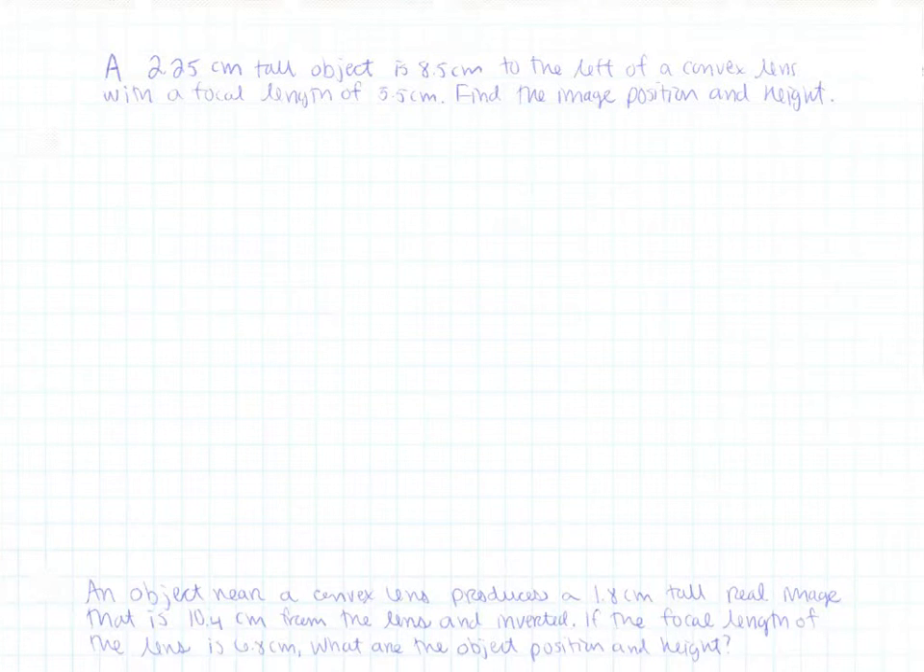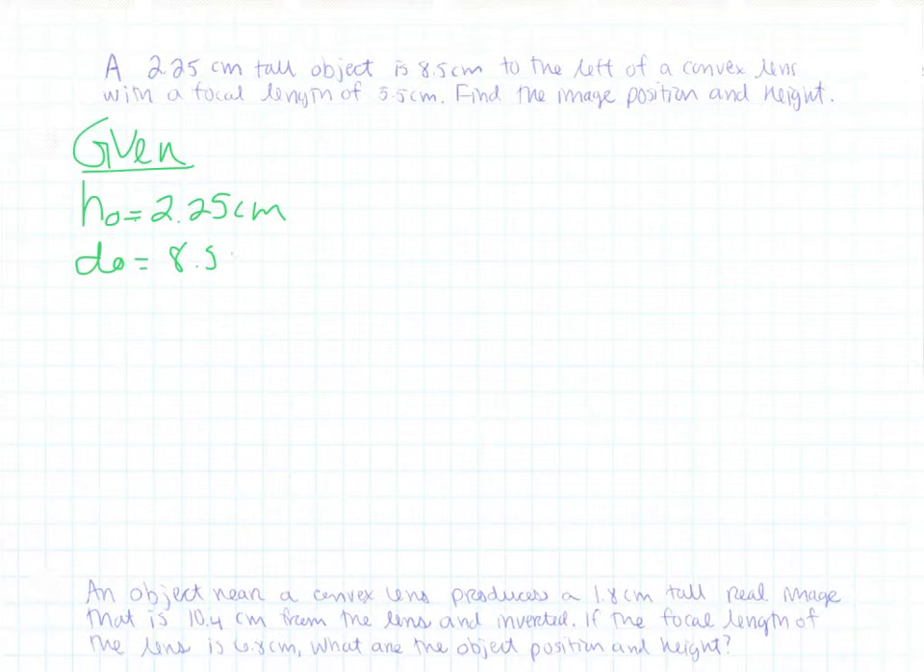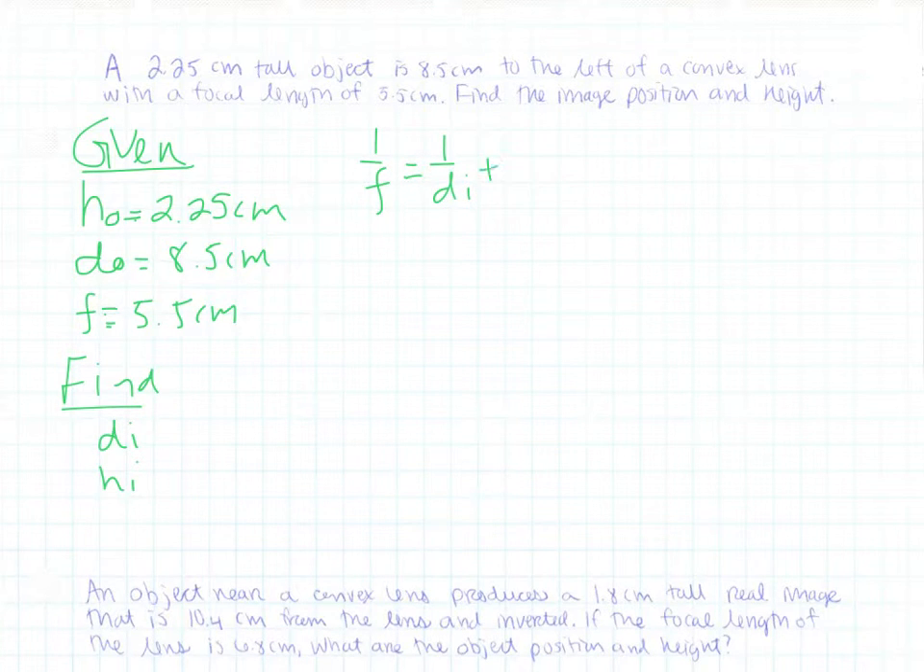It tells us that a 2.25 centimeter tall object is 8.5 centimeters to the left of a convex lens with a focal length of 5.5 centimeters, and asks for the image position and the height. So we are given that the object height, HO, is 2.25 centimeters. It's 8.5 centimeters to the left of the lens, so that's the location of the object: DO equals 8.5 centimeters. The lens has a focal length F of 5.5 centimeters. Given all that, we are looking for the image position, DI, and the image height, HI.